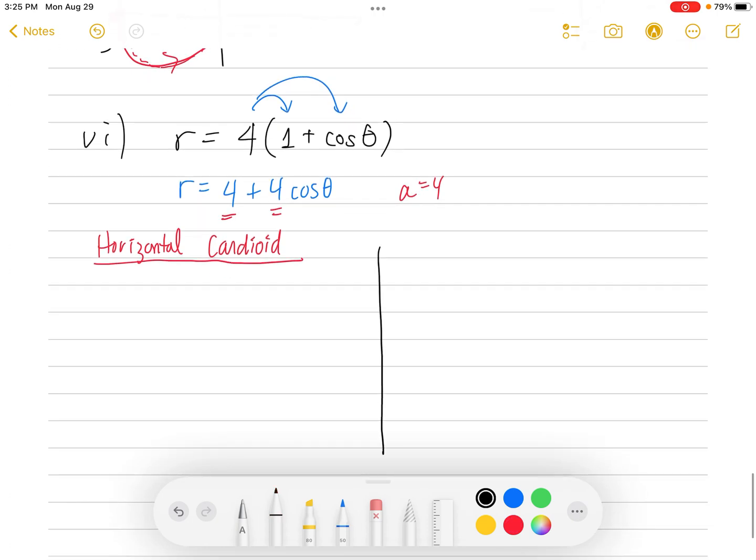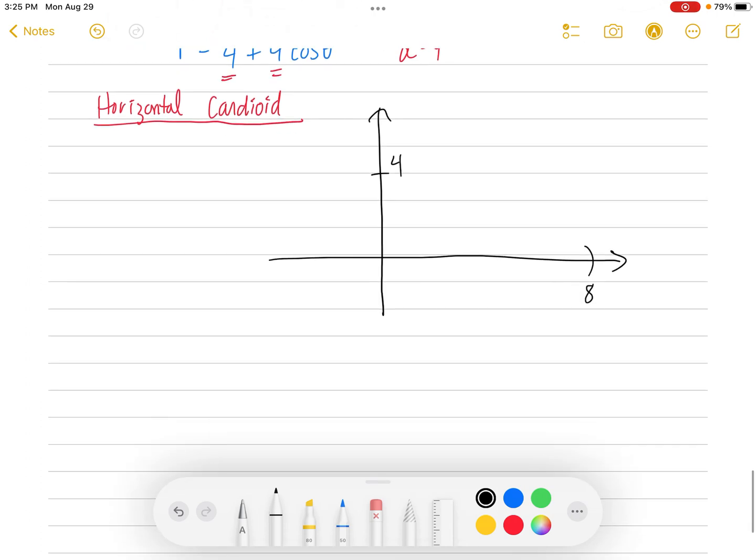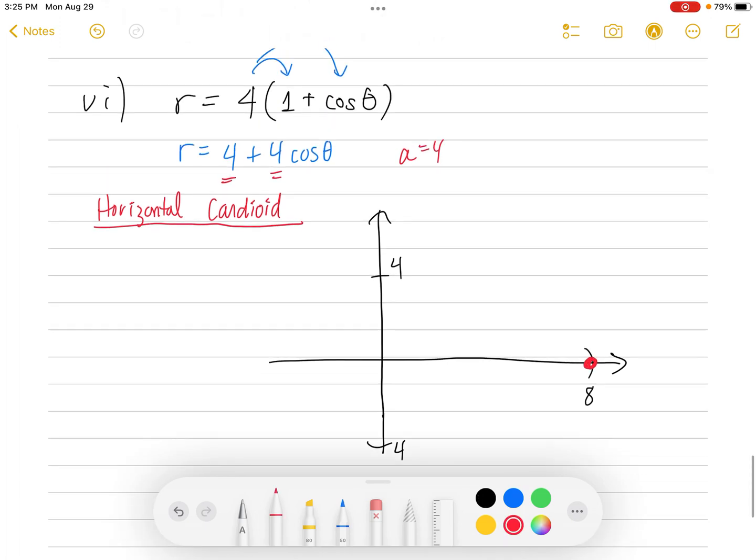So to graph that one, we're going to go here on the horizontal axis. 2 times A. So that would be 8 out here, right? 2 times A is 8. On the vertical, you're going to go at a radius of A, which is 4, and on the downside of the vertical, you're going to go at a radius of 4. So you actually start here on the horizontal axis, out at 8, a radius of 8. You're going to go 4, and then pinch in at the origin, and then go down to 4 there, and then loop back around to your starting place.